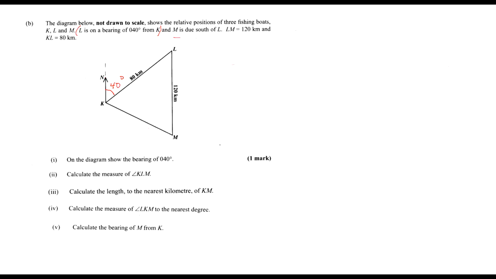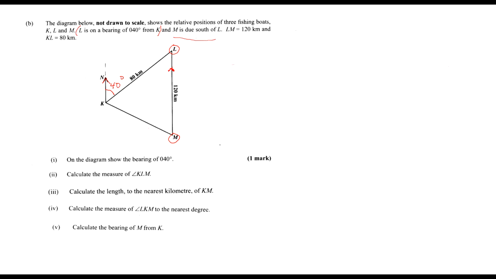Also they said that M is due south of L. What does that mean? That means that if this is the point L, then M is directly below it, which means that this north line here is parallel to this line here, right? Which we might need that piece of information.